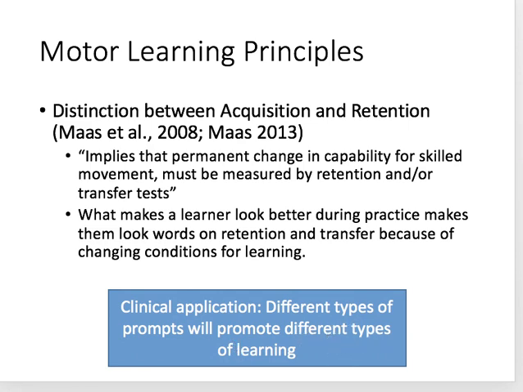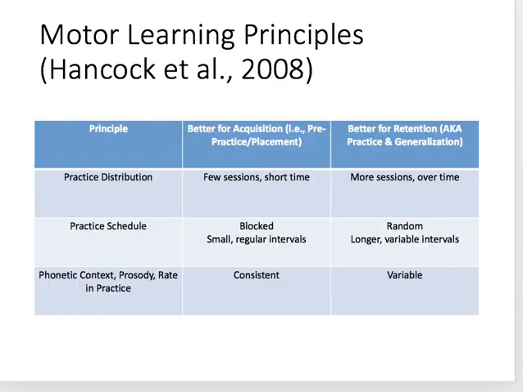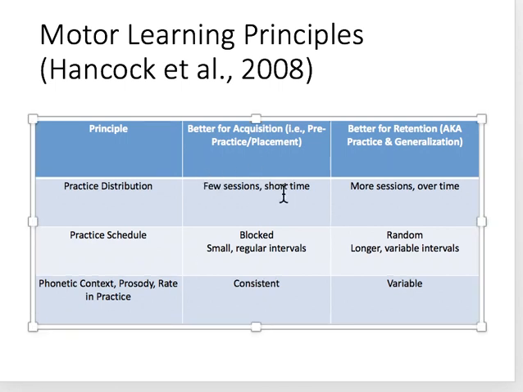This is review. We've talked about this before, so I'm just throwing this out there to help you think about how some of these concepts link together. So remember, we talked about how some of these different principles are better for acquisition, and some of them are better for retention. Again, just like with our linguistic and awareness hierarchies, if you're providing prompts that help at the word level, then you're going to help the child acquire word level knowledge. But if you're helping them at the sentence level, then you're helping them with the sentence level. If you're giving them few sessions in a short time, that's going to be better for acquisition. If you're giving them more sessions over time, that's going to be better for retention.